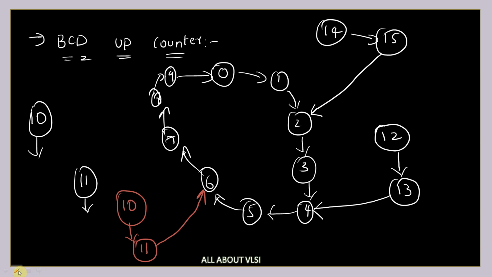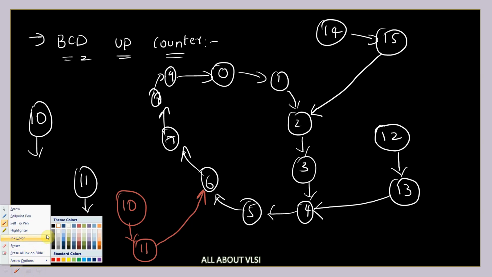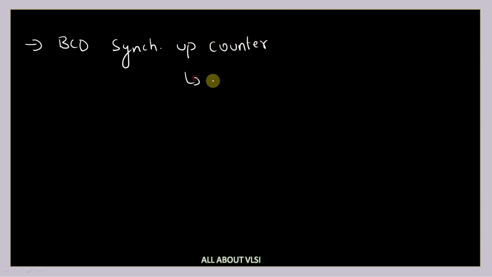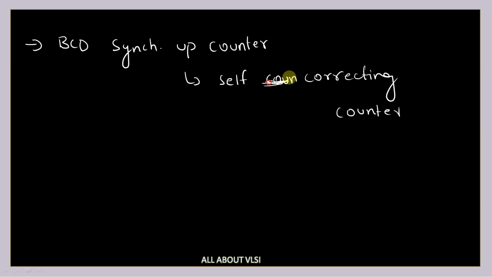So this is our BCD synchronous up counter state diagram. Is it clear? Any doubts or any queries here? So that's why this BCD synchronous up counter is known as a self-correcting counter. Why is it known as a self-correcting counter?